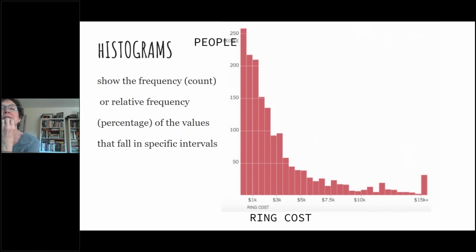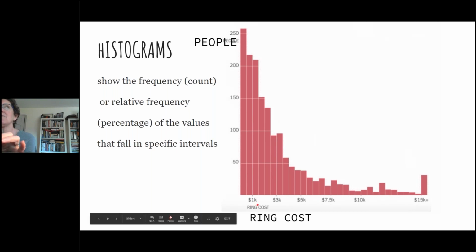Not 100,000, 1,000. Right? K stands for thousand because it's kilo, like kilometer or kilogram, kiloliter. That means 1,000. So this is $1,000, $3,000, 5,000, 7.5, 10,000, 15,000, more than $15,000 on an engagement ring.